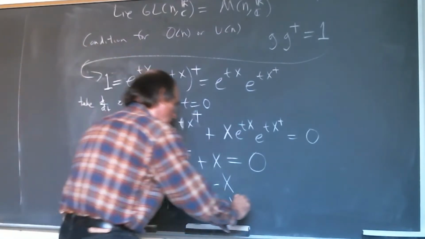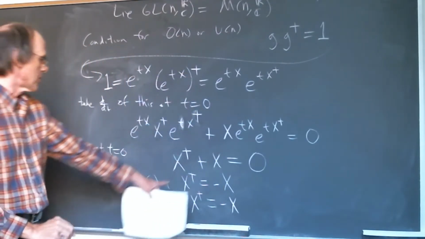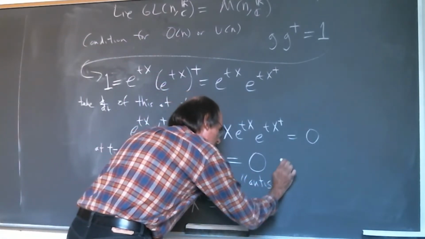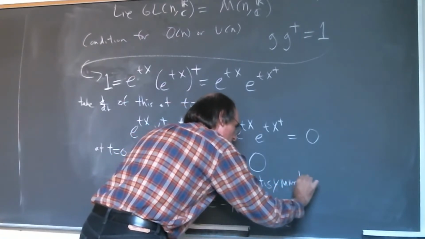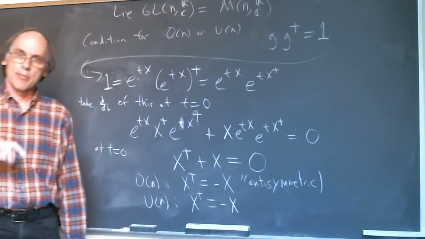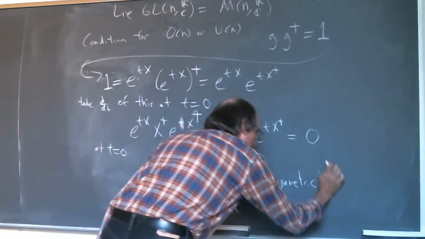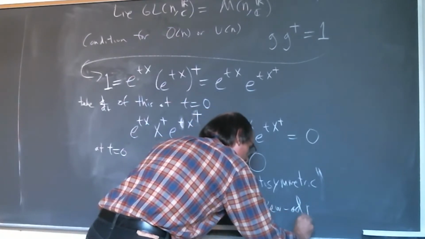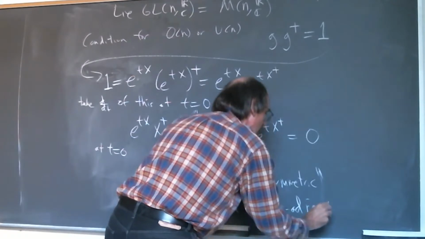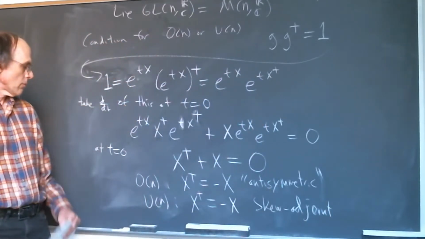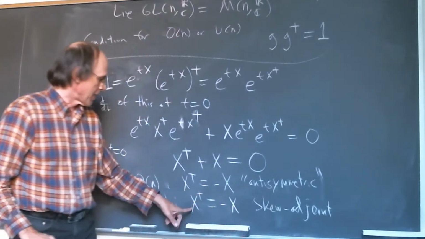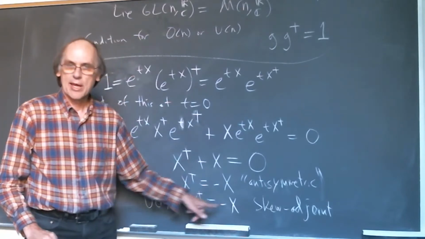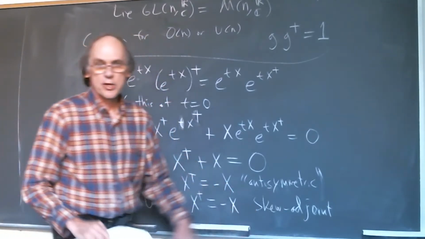These matrices are sometimes called antisymmetric: you take the transpose, you get a minus sign. Sometimes called skew, or skew adjoint. Being self-adjoint is when you take the adjoint and you get back the same thing. Well, if you get a minus sign, we call it skew adjoint.